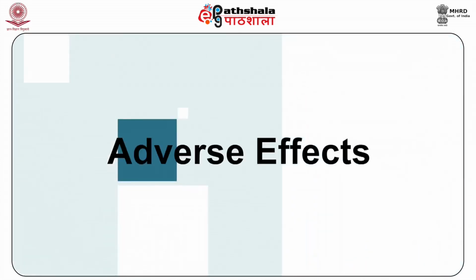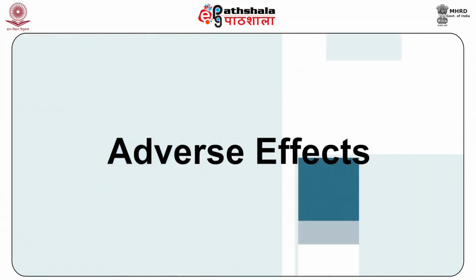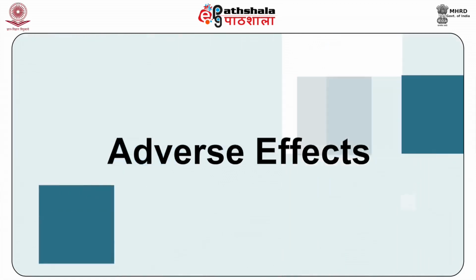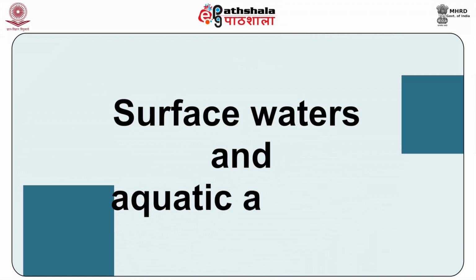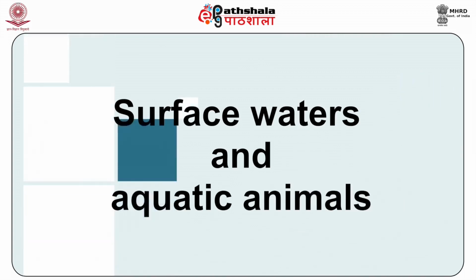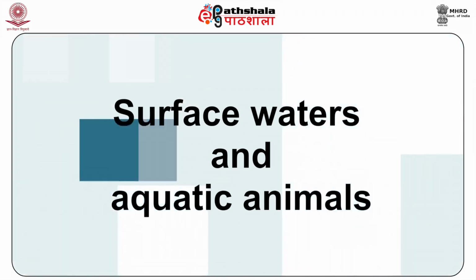Next, we shall discuss the adverse effects of acid rain. Acid rain adversely impacts freshwaters, forests, and soil, killing aquatic life forms and insects. In addition, this occurrence causes damage to buildings and impacts human health adversely. First, let us discuss surface water and aquatic animals.